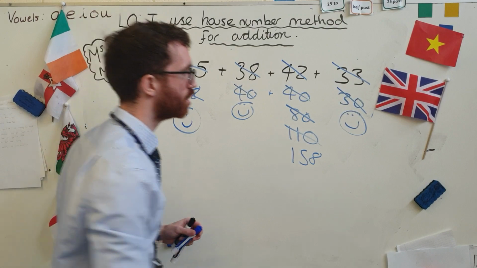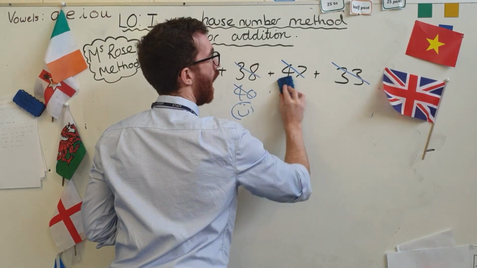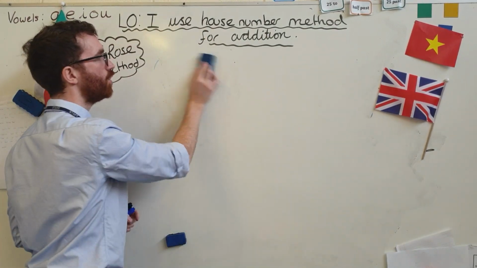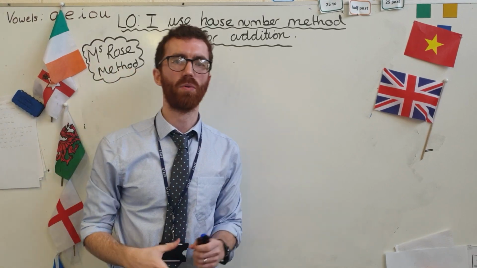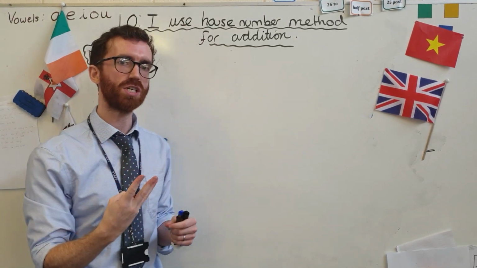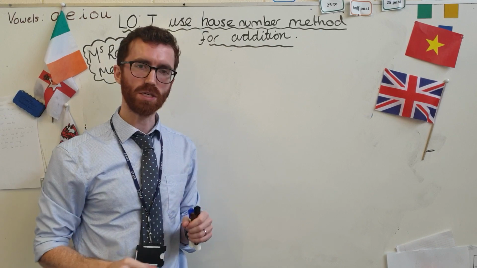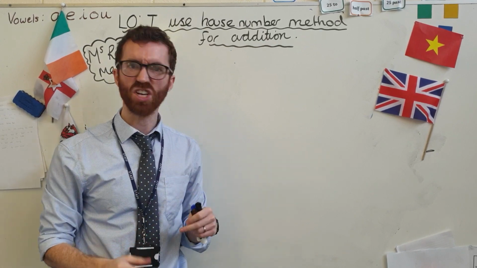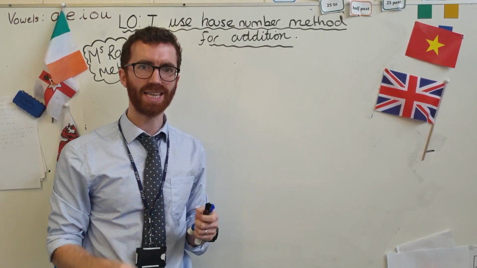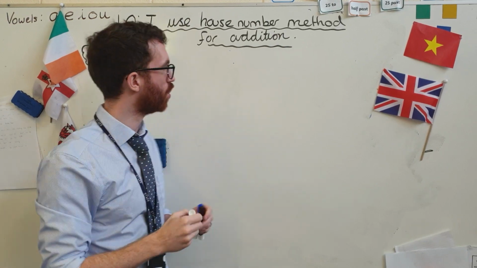Right, what you need to do is have a go. Pick some of your own numbers absolutely at random. I want at least 4 different numbers. They can be 3-digit numbers if you want. Pop them onto a piece of paper. Show me the house number method. Do it 4 or 5 times. Okay, then I want you to email me your work.